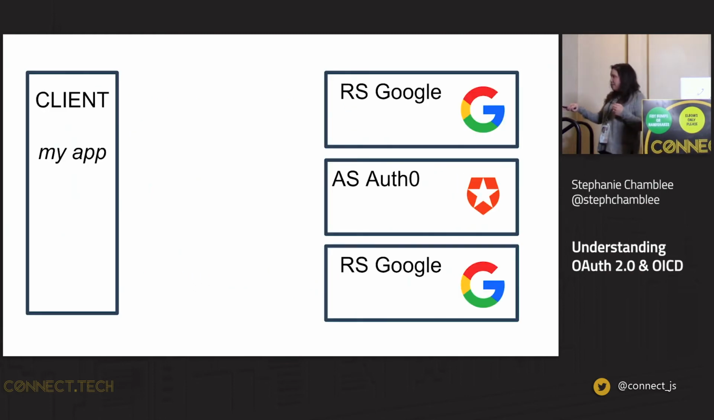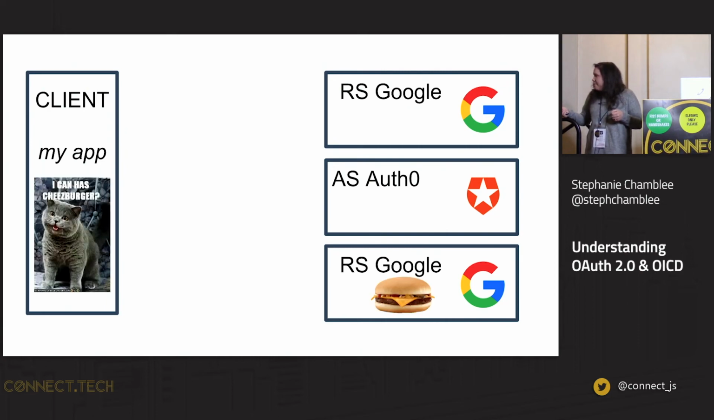Over here on the left, we have the client application. And on the right, we have the resource server, which is Google. The authorization server in this case is Auth0. And the resource server is also Google, because we're going to be requesting their contacts or something like that.